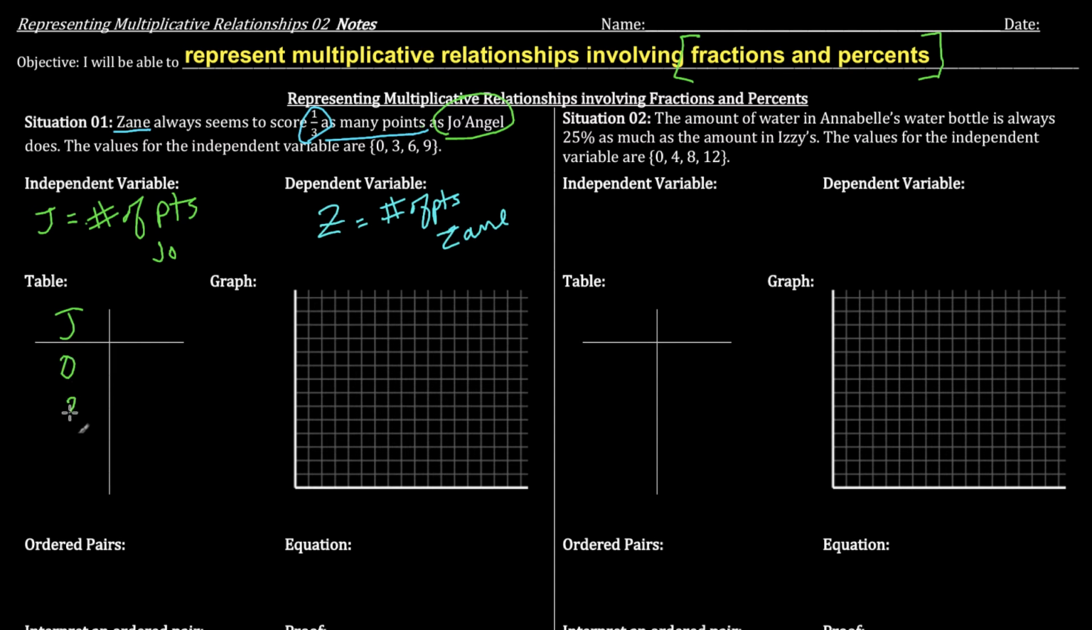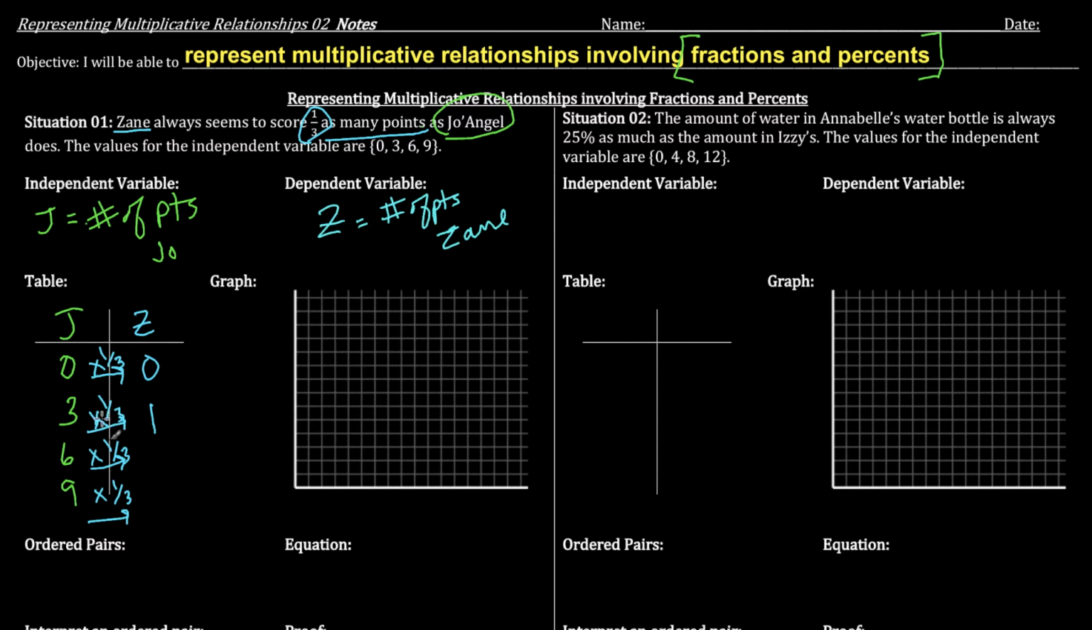Our independent variable values, which are Joe Angel's points, will be 0, 3, 6, 9. And the dependent values are Zane's points. If it says 1/3 as many points, that means you're going to multiply by 1/3 all the way down. So 0 times anything gives me 0. 3 times 1/3 is 1. If you have difficulty doing this in your brain, you just divide by 3.